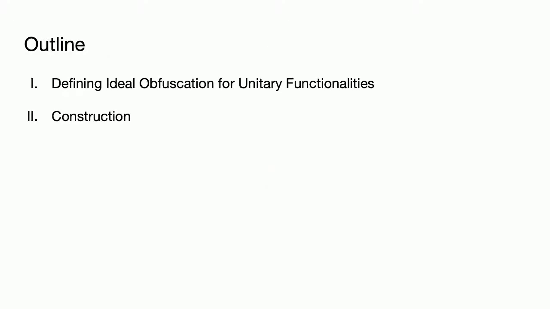So here's our journey today. We will first define ideal obfuscation for unitary functionalities, and then we will see the construction and some of the relevant components. Okay, so what is a reasonable definition of ideal obfuscation for unitary functionalities? As I mentioned before, coming up with a meaningful definition is non-trivial. Existing works consider ideal obfuscation for classical functionalities. But since quantum behaviors are more complicated, the standard definition will not directly work.